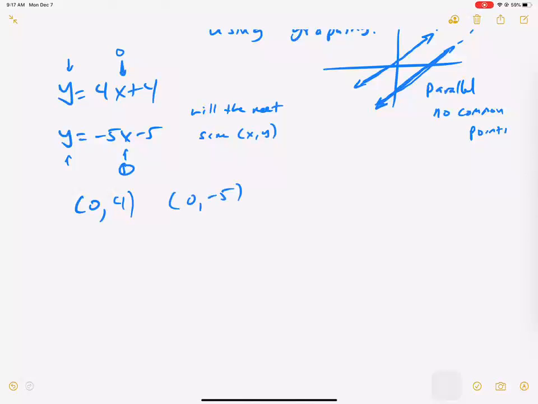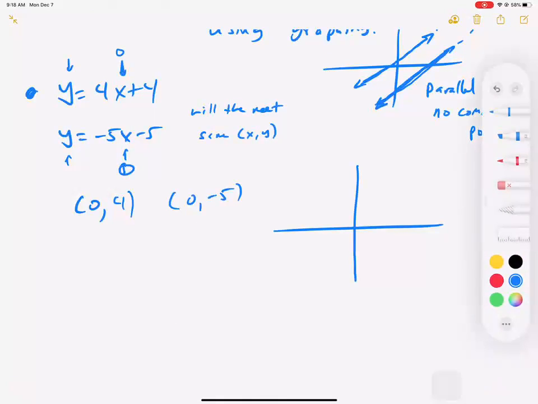So I'm going to show you guys one of the easiest methods, though it's not accurate because our graphing skills are not perfect. But let's go ahead and graph these two lines and figure out where they meet. I'm going to graph the first line in blue, and then I'm going to graph the second line in red, just so you guys can see that.